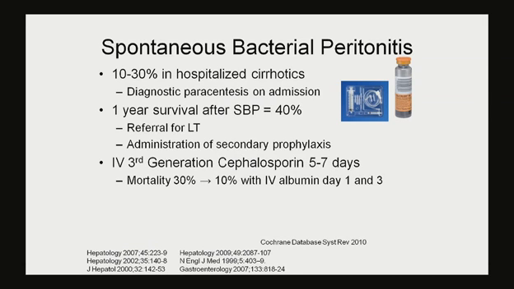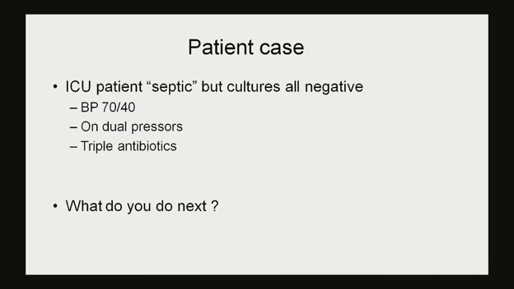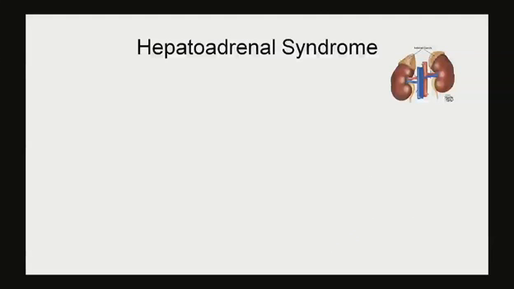Treating acute infection, you're going to be using third-generation cephalosporins, Zosyn, Zosyn and vancomycin, or equivalent antibiotics. Anybody with GI bleeding needs to have antibiotics to prevent primary infection as well as secondary SBP. Got an ICU patient, blood pressure 70/40, dual pressors, triple antibiotics, cultures negative. What are you thinking? Hepatoadrenal syndrome.